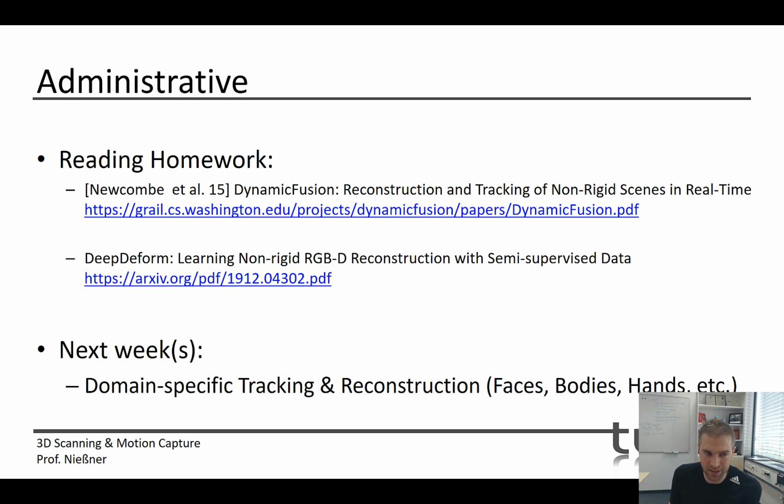And then next time we're going to continue with domain specifics, and that's going to be also, I think, super exciting because then we can do more things on faces, bodies, and hands specifically.